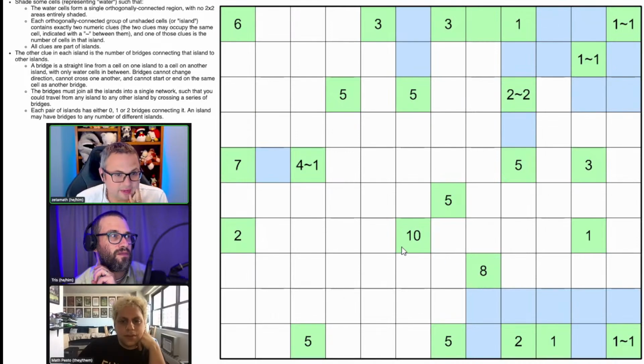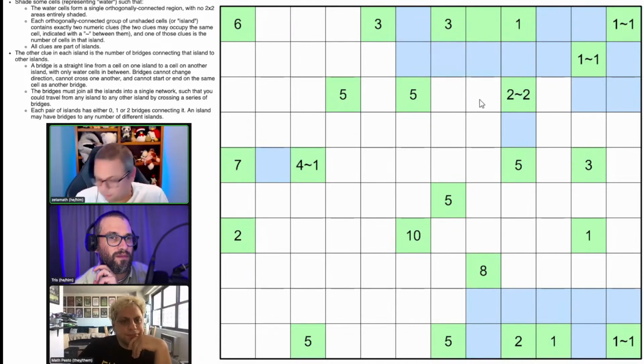Okay, so now we know that. So this island must have size 3 now, so we actually can blue both of those because remember, one clue is the island size, and then one clue is the number of bridges. And we might be done with the easy stuff.